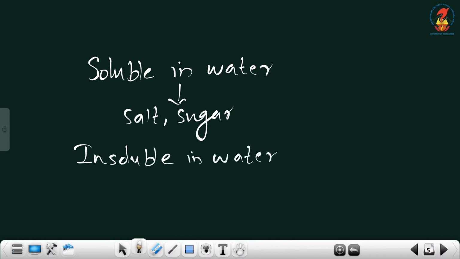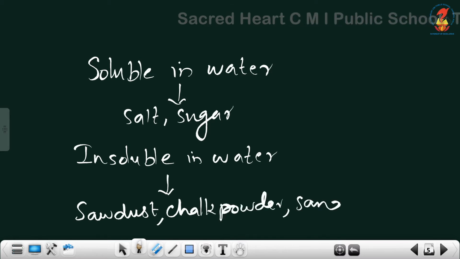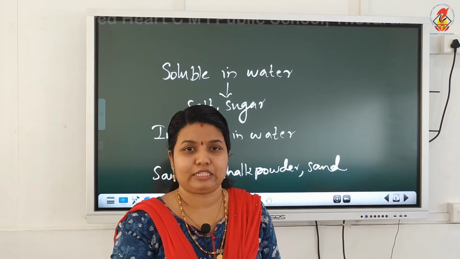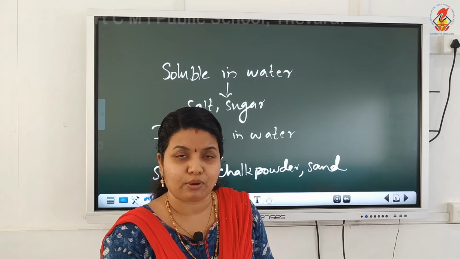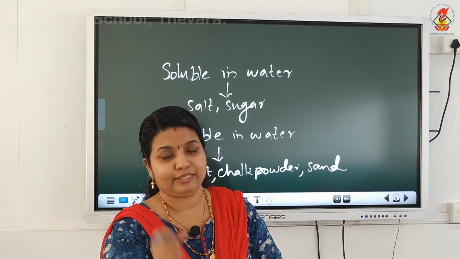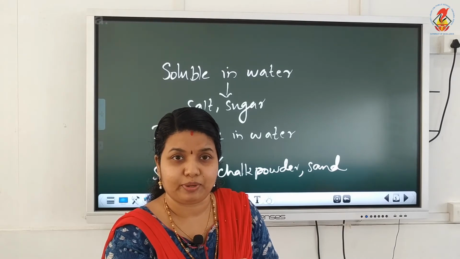Examples of solids which are insoluble in water are sawdust, chalk powder and sand. Okay. So, some solids disappear completely in water or they dissolve in water. We call them soluble solids. Examples are salt and sugar. They dissolve completely or they are soluble in water.